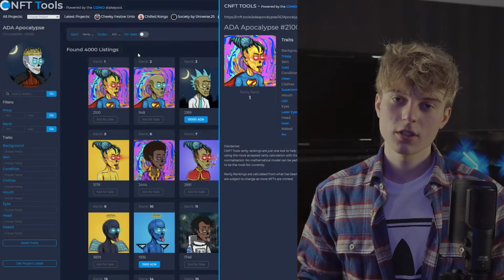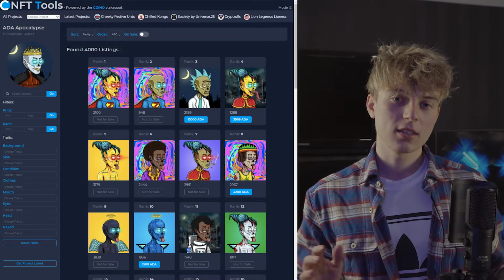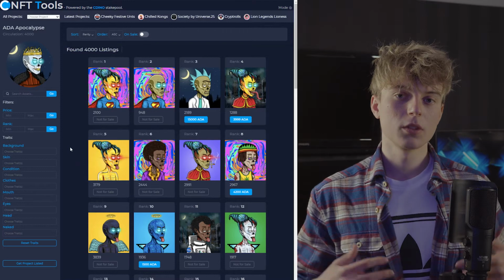Also a nice feature is that you are able to see the CNFT.io prices from the NFTs that are listed instantly. A quick note, it is important that you don't only look at rarity. If you have really art-focused NFT projects that are all really individual, then the rarity might not be as important as I said it was.